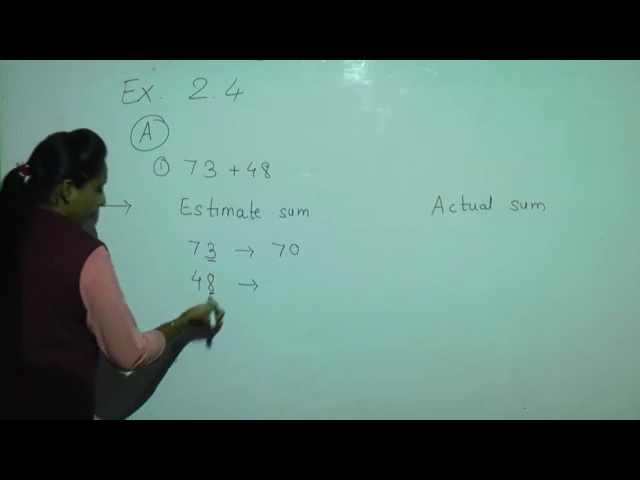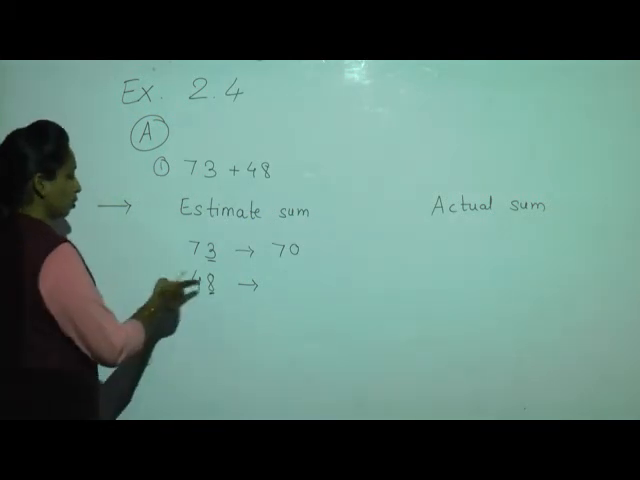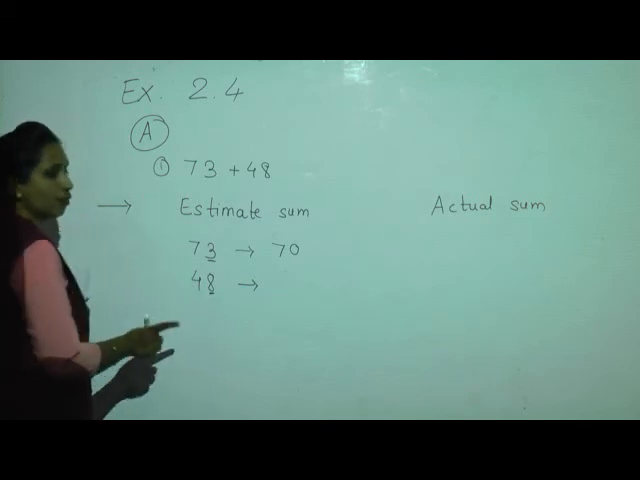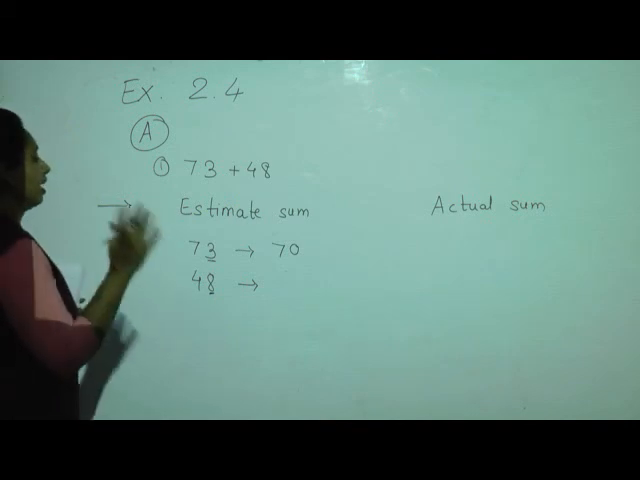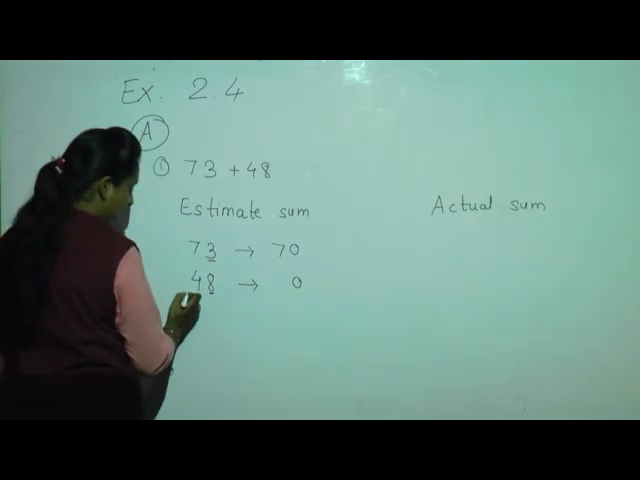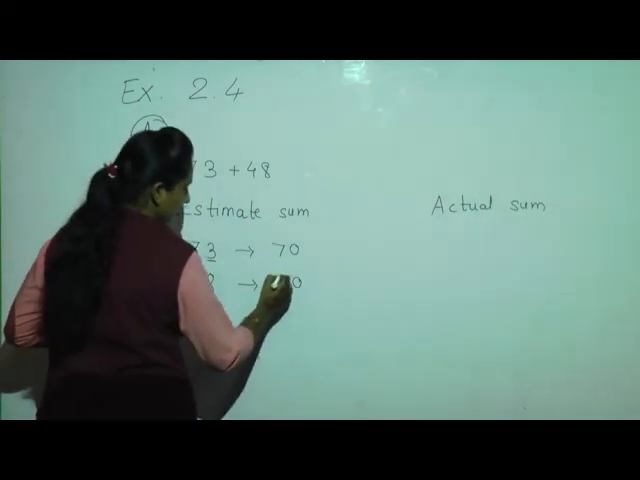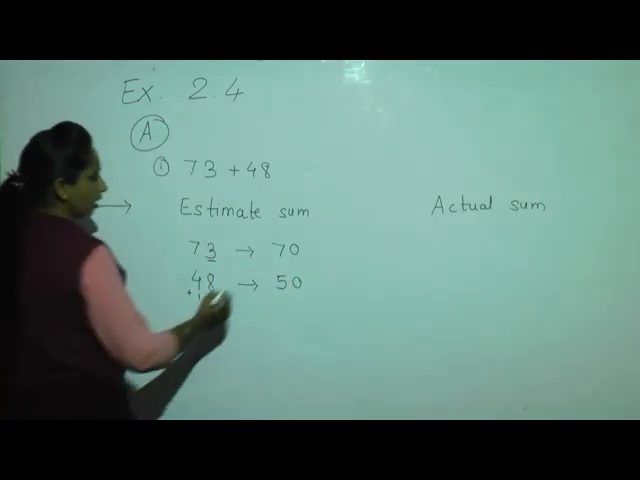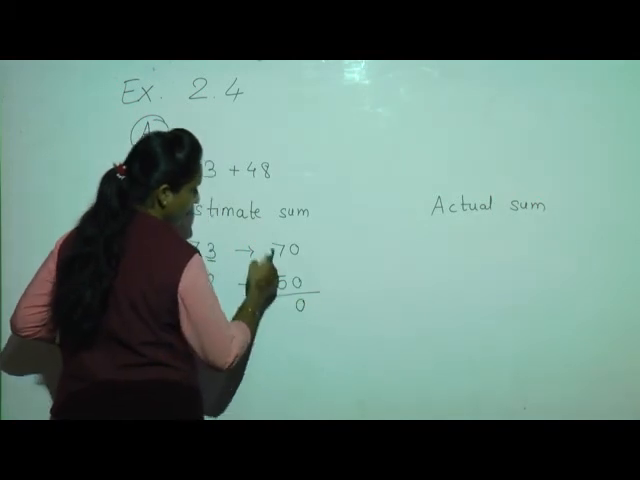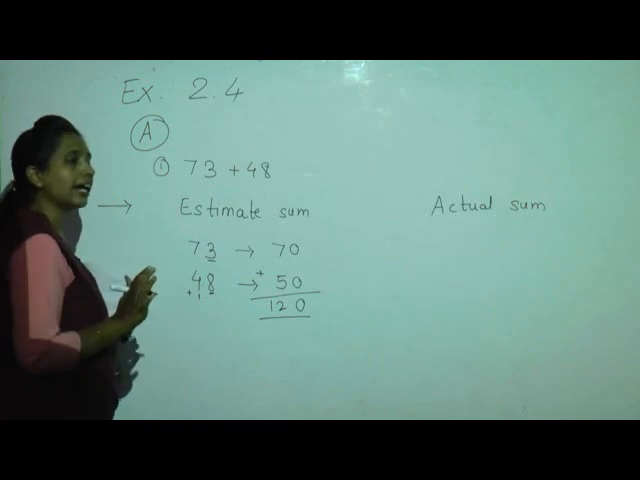Now see this number 48. Ones place, underline it because nearest tens. What is there on ones place? 8. Of course it is more than 5. If it is 5 or more than 5, place the 0 at ones place and add 1 to the tens place. So 4 plus 1 is 5. Okay. Now we can do this addition. 0 plus 0 is 0. 7 plus 5 is 12. Okay, this is the estimate sum.